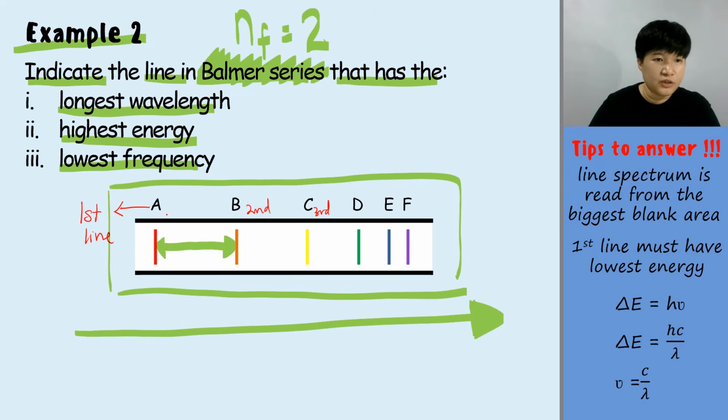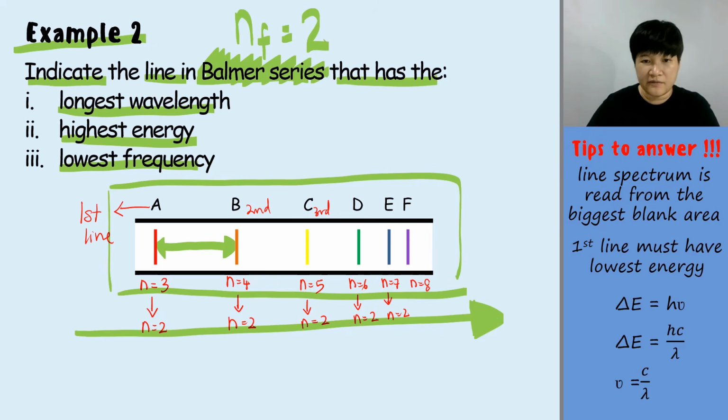So we know that the first line of the Balmer series is the transition where n equals 3 drops to n equals 2. This is n equals 4 drop to n equals 2, n equals 5 drop to n equals 2, n equals 6 drop to n equals 2, and so on.